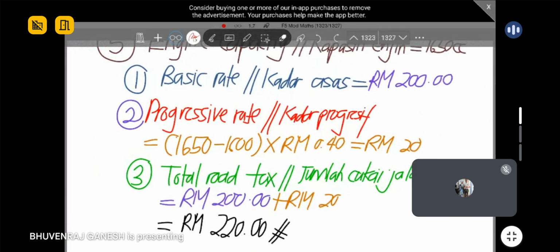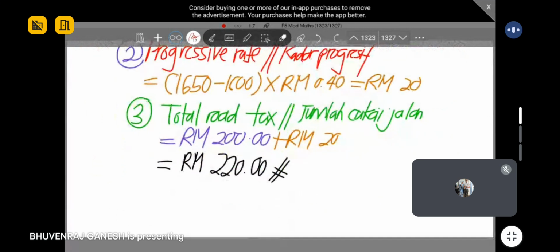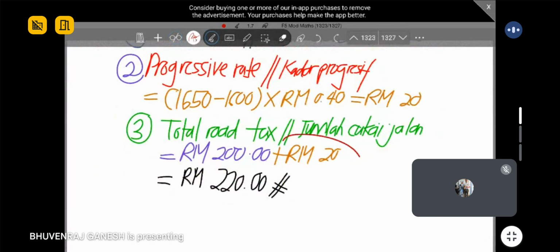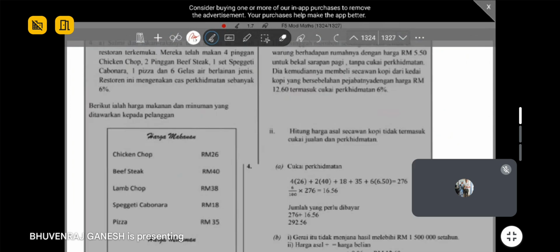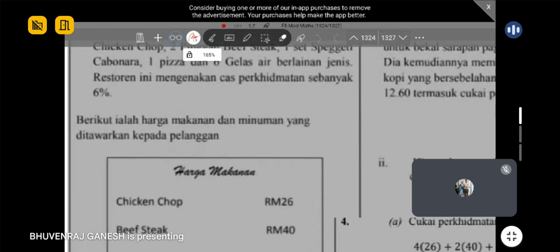Okay, so I think the question came out wrong. Soalan salah. So they didn't consider this value. They only consider the 200, which is wrong, because total is base rate plus the progressive rate. Kadar asas tambah kadar progressive. Okay, guys. All right. So next one.